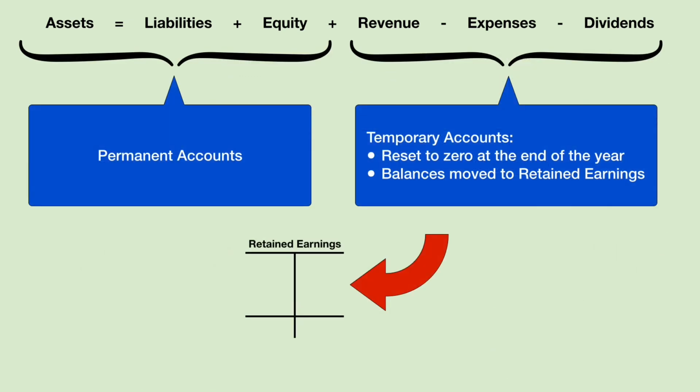So to review, the balance sheet accounts are permanent accounts. They are not reset to zero, but the income statement accounts and the dividends account are temporary accounts. They are reset to zero. That means their balances are transferred to retained earnings. There's two methods of doing this, the two-step method or the four-step method. The four-step method uses that abominable income summary T account.